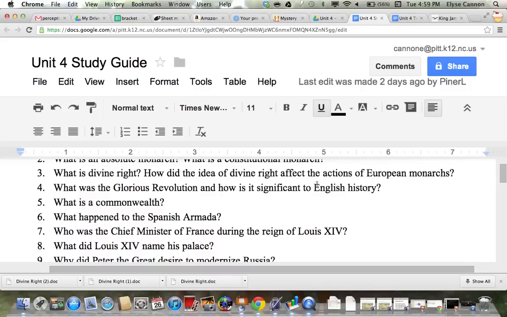When we talk about a Commonwealth, Oliver Cromwell will take over the Commonwealth, but eventually Parliament will get rid of him and try to rule as the leadership role of the Commonwealth. Eventually, England will go back to monarchy.